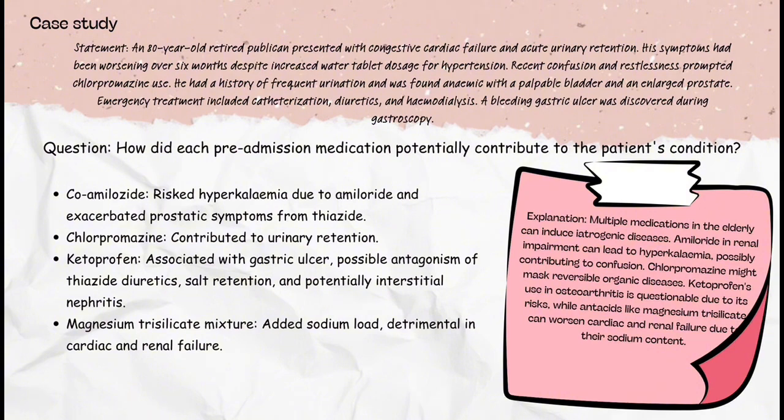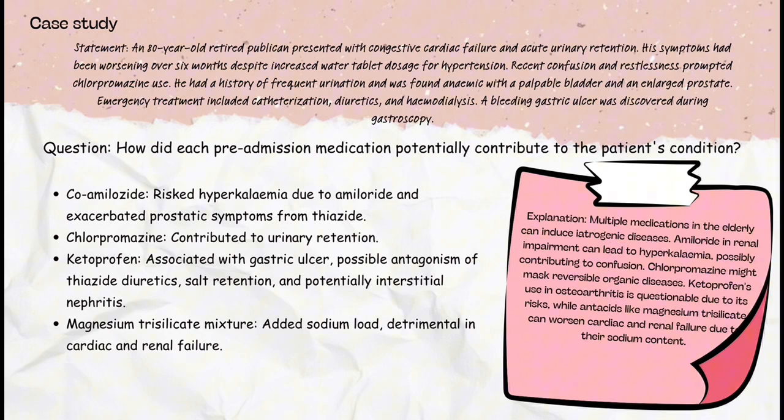However, how did each pre-admission medication potentially contribute to the patient's condition? The answer to the question is the medicine he took. The first is co-amilozide, which risked hyperkalemia due to amiloride and exacerbated prostatic symptoms from thiazide. Next, chlorpromazine, which contributed to urinary retention. The third drug is ketoprofen, which is associated with gastric ulcer, possible antagonism of thiazide diuretics, salt retention, and potentially interstitial nephritis. The last drug is magnesium trisilicate mixture, with added sodium load detrimental in cardiac and renal failure.